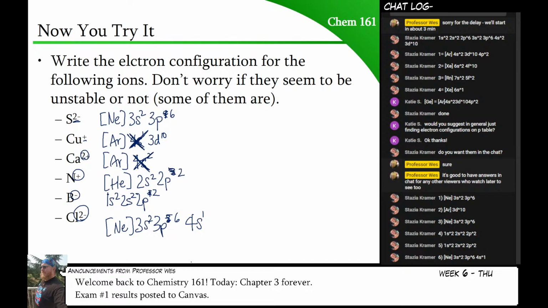We can all write electron configurations. Hooray! Now you can do it for ions. So you can write the electron configuration for anything I can come up with in this class. Oh, excellent. Okay. That's it for that section. Any questions? Let me know.